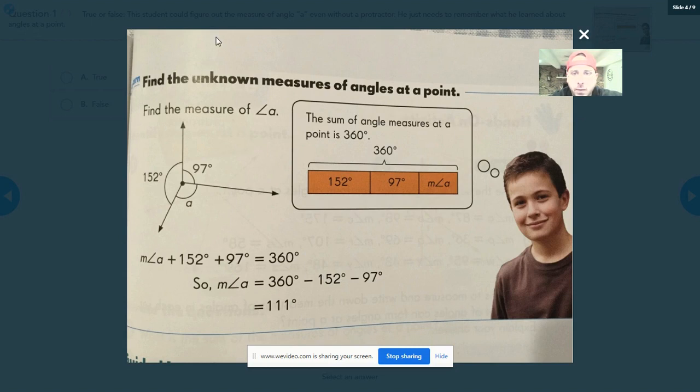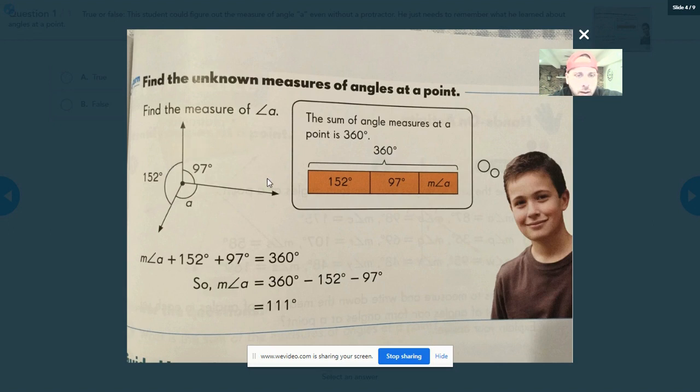So this young man's thinking about how things come together, finding the unknown measures of angles at a point. He's looking for the measure of angle A. That's the variable. That's the unknown. He knows this is 152. He knows this is 97. Does he really even need a protractor?